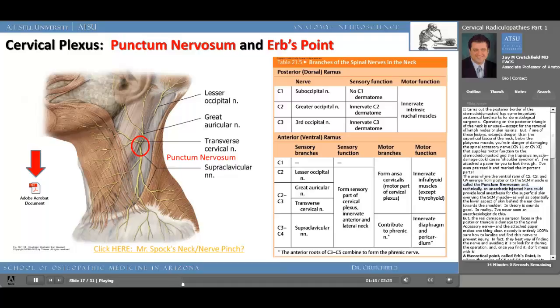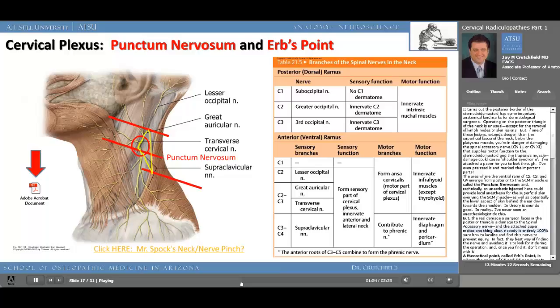But the real damage a surgeon faces in the posterior triangle is damage to the spinal accessory nerve, and the attached paper makes one thing clear. Nobody is 100% sure how to localize and find this nerve to prevent injury. In fact, the best way of finding the nerve and avoiding it is to look for it during the operation, and once you've found it, don't mess with it. Using the landmarks described in the associated paper, I've placed 3 semi-parallel lines to try to draft out a triangle where the spinal accessory nerve would most likely be found.